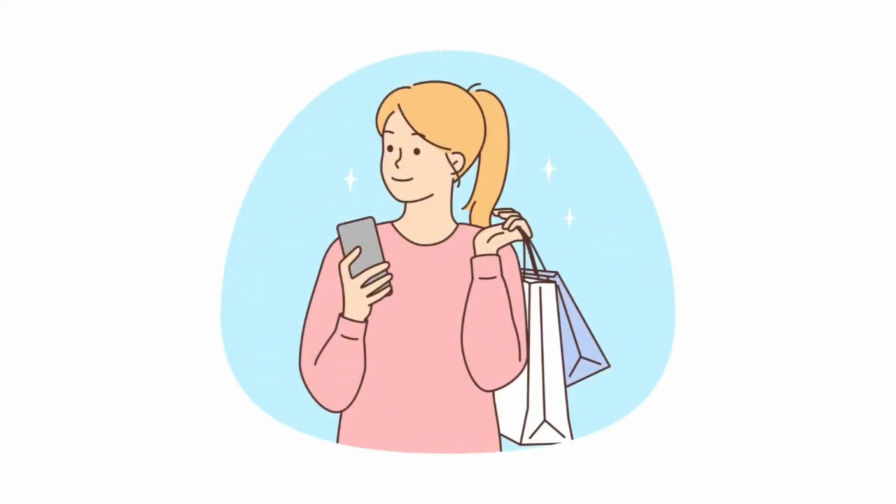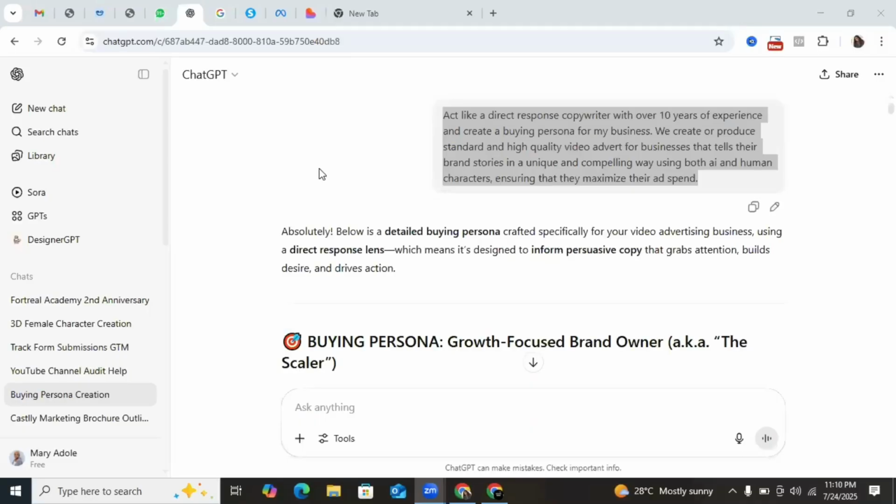So the first thing you want to do is to create a buyer persona. Now, a buyer persona is important because it allows you to segment the different type of customers that your business wants to attract. So we're going to get ChatGPT to do that for us, and the prompt we're going to give it is for it to act as a direct response copywriter. So a direct response copywriter is a copywriter who is skilled in writing persuasive copies that gets people to take a specific action, like buy a product or add a product to cart or sign up for an event.